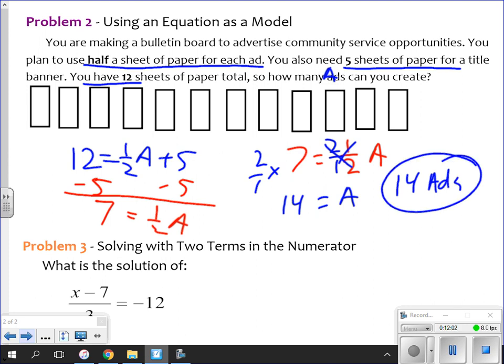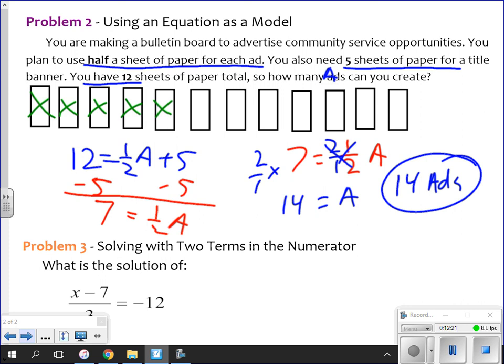Because that's what it asks for. Are there other ways to do this problem? Yeah. This is one of the things. Could you have figured it out anyways? Yeah. Okay, let's see. 1, 2, 3, 4, 5 sheets of paper are gone.